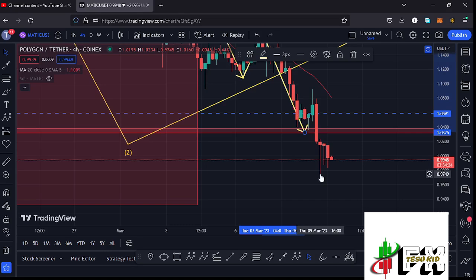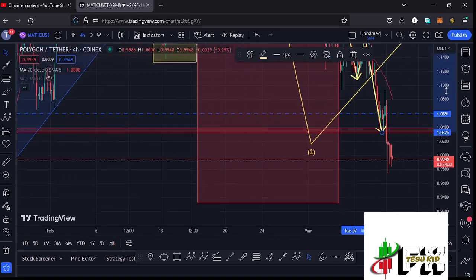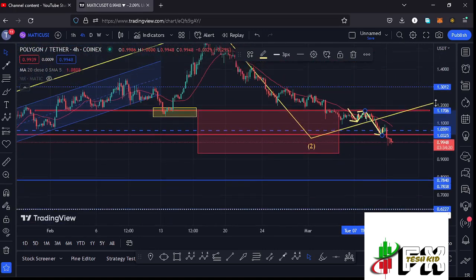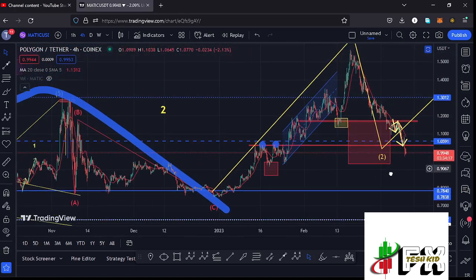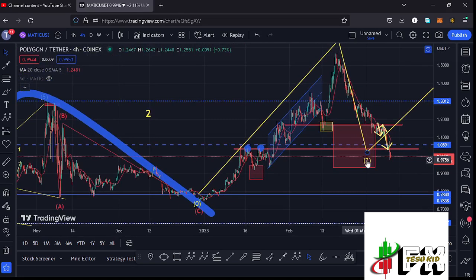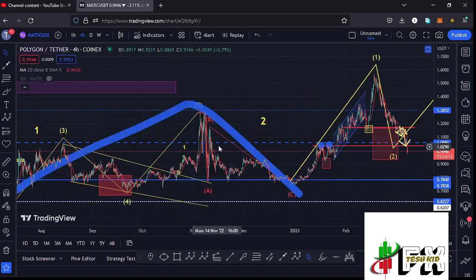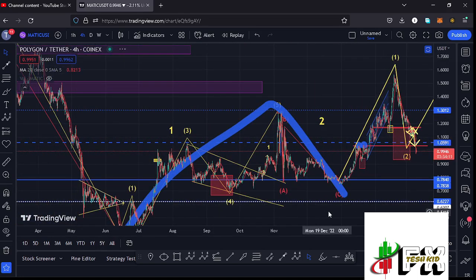around the $0.97 mark in a move that has also continued to obey the Elliott structures, where I believe that whatever we are seeing over here is a corrective structure to the lower side in the formation of this wave 2, and that is after seeing this 1-2 setup to the upper side.